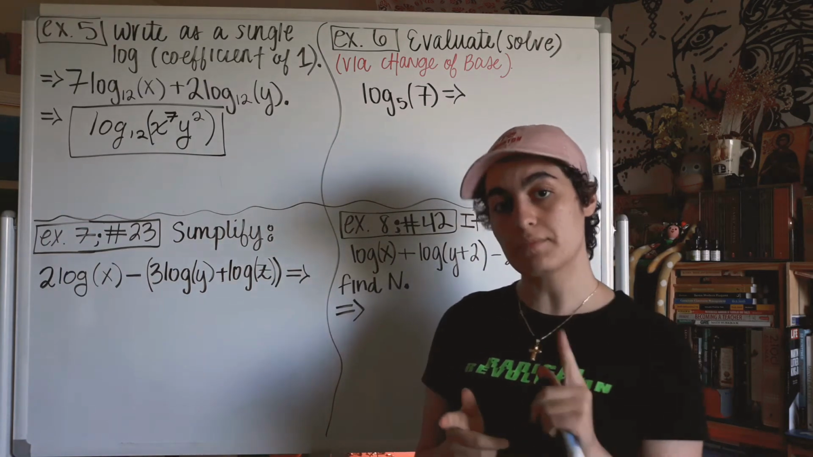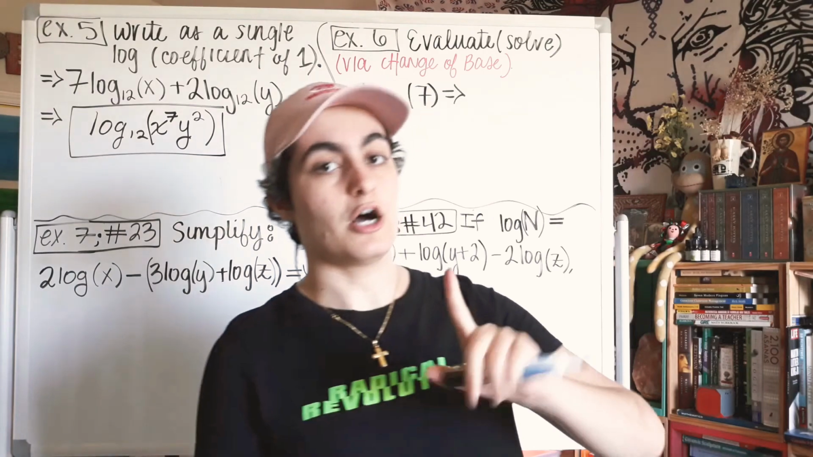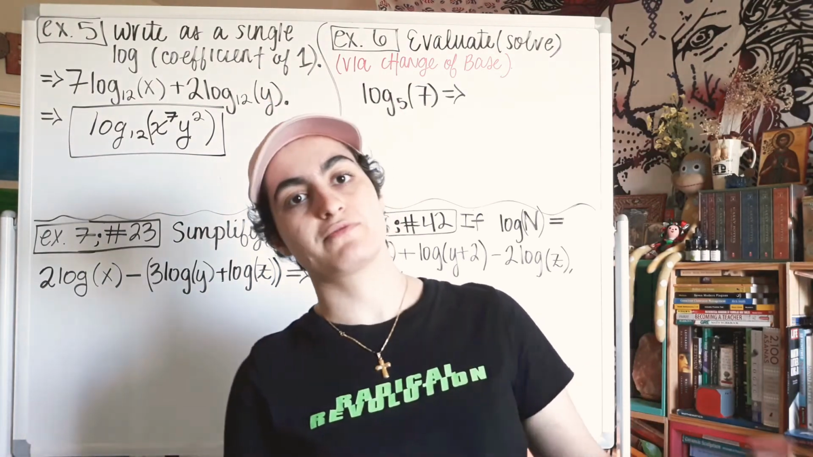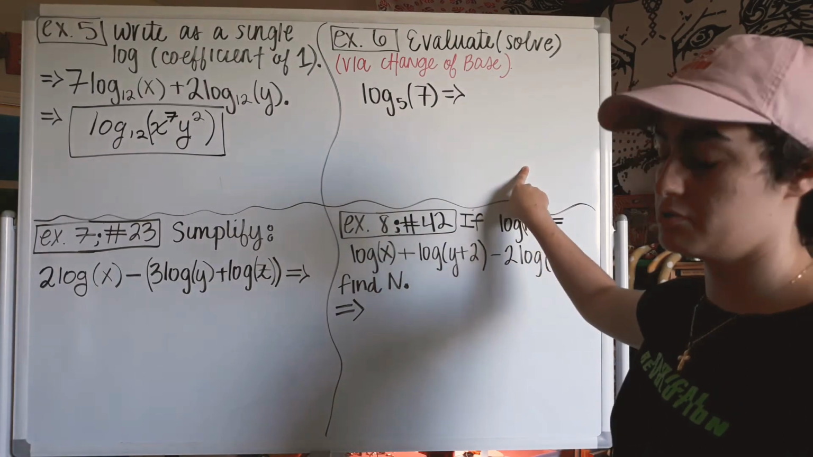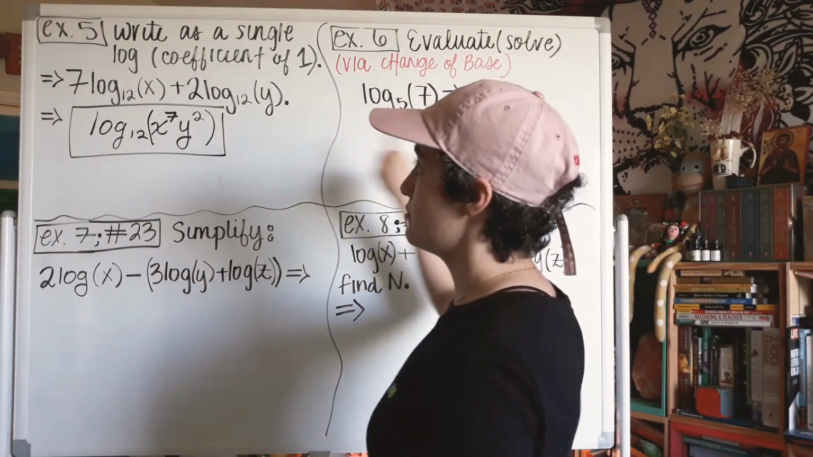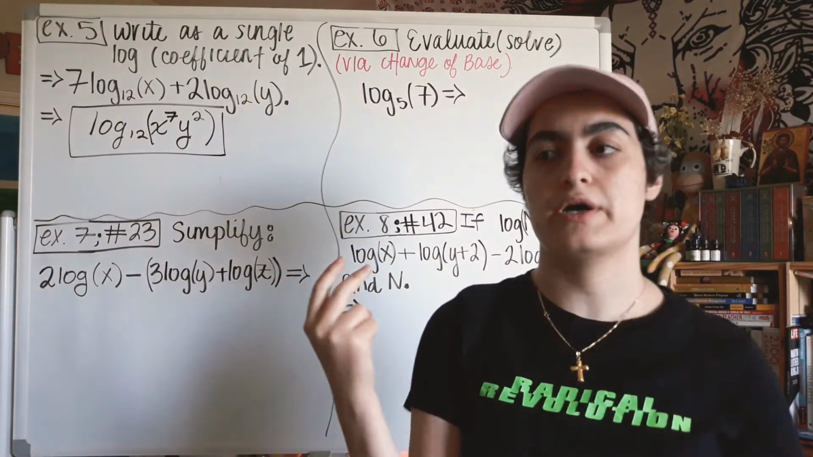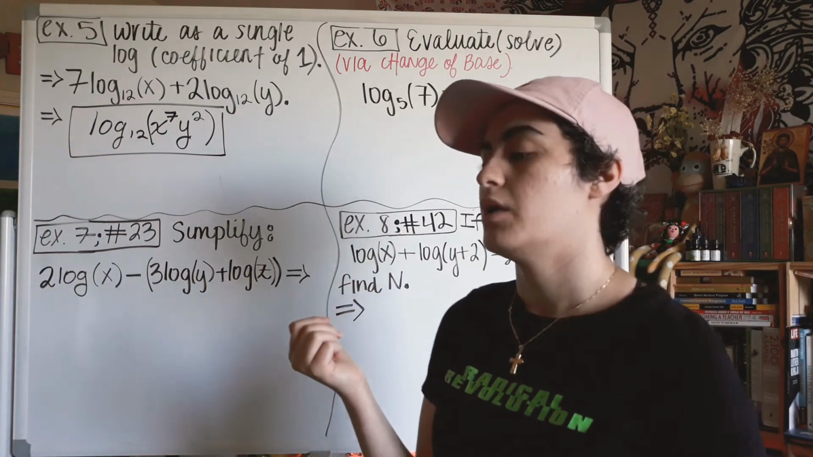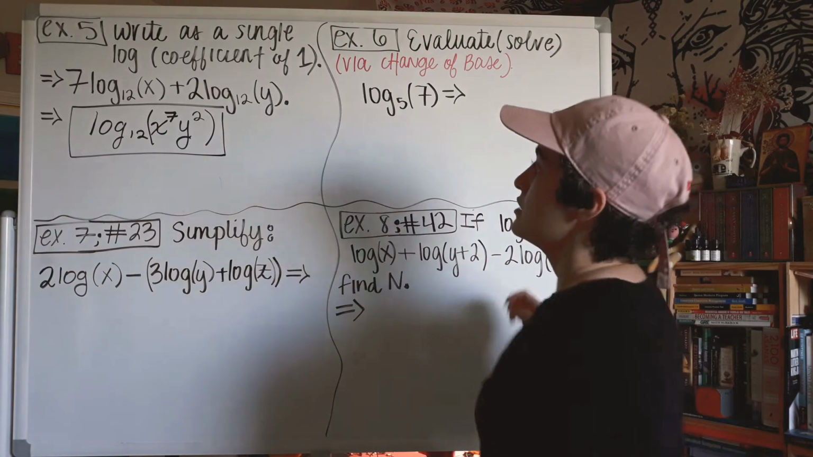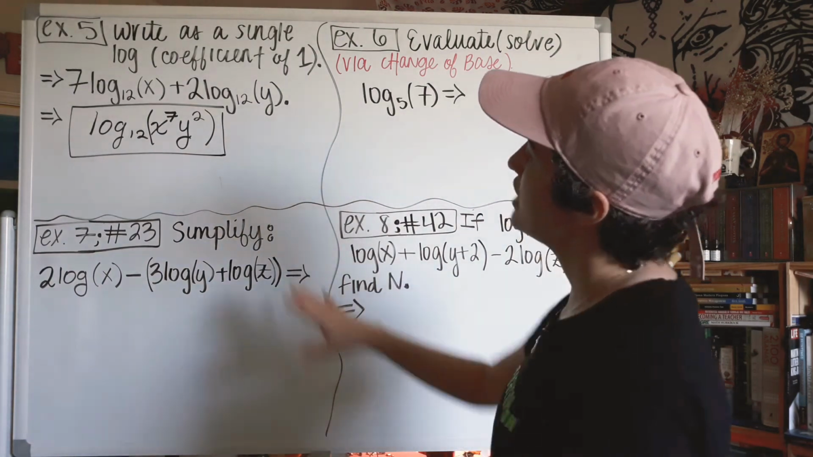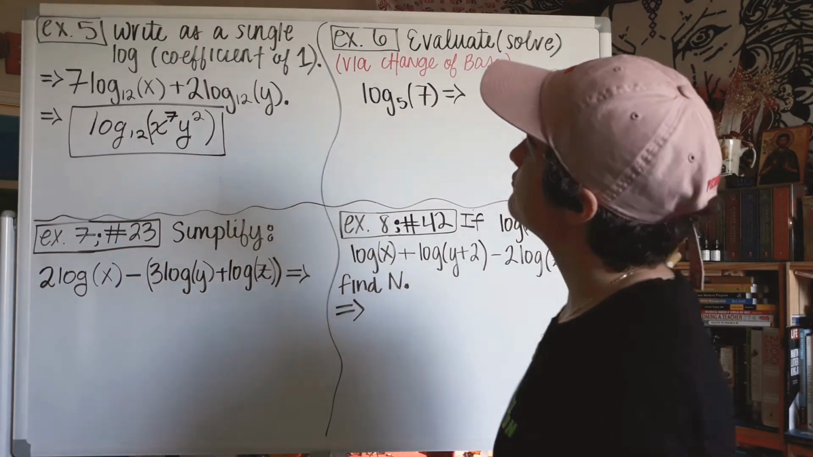If the bases do not match, you have one other option. You can use the change of base formula, which I am going to talk about here. It's actually a really, really nice formula. But for the most part, when we're expanding, simplifying, we're going to have the same bases. So that's it for number 5.